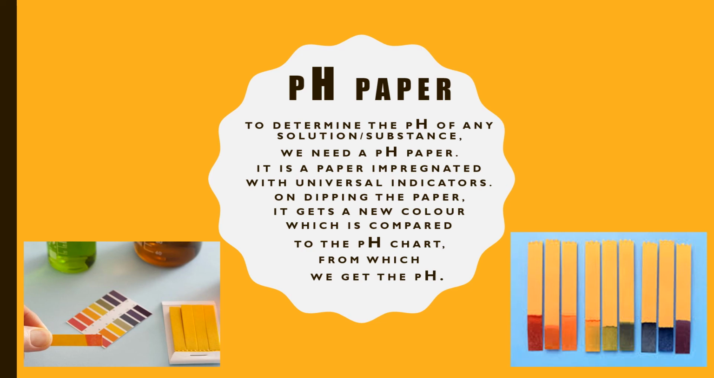pH paper. To determine the pH of any solution or substance, we need a pH paper. It is a paper impregnated with universal indicators. On dipping the paper, it gets a new color which is compared to the pH chart, from which we get the pH.